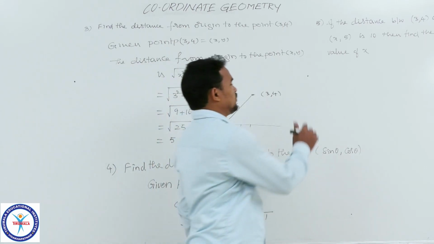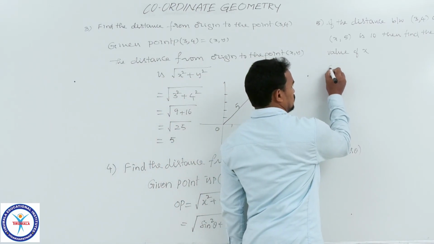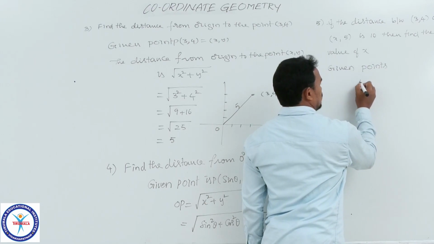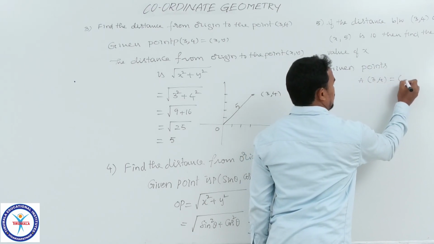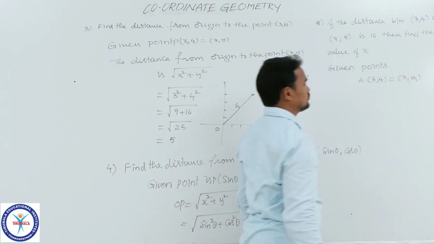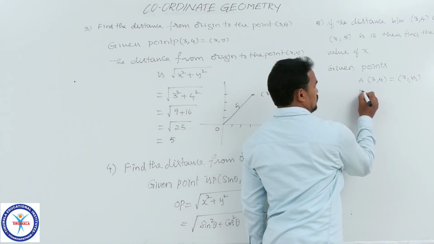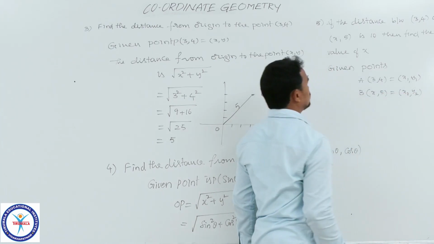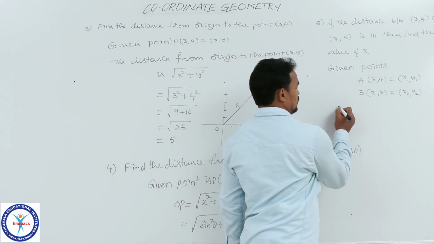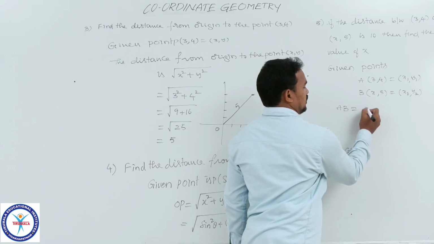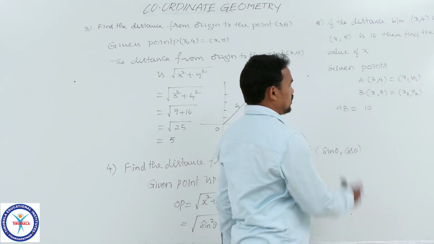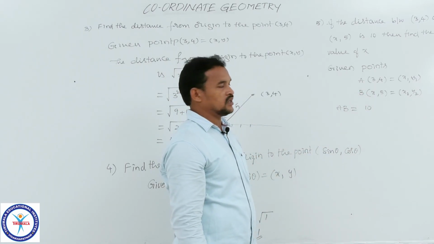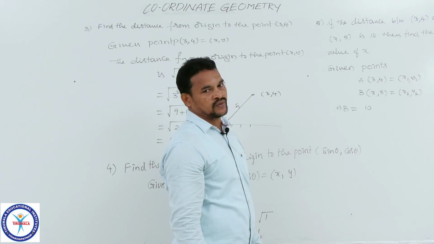Here see given points in this question, given points are A of 3 comma 4 is compared with x1 comma y1. Another point B of x comma y is compared with x2 comma y2. And the distance from A and B, AB, is 10 units given. How do we know the distance between 2 points? If A of x1 comma y1, B of x2 comma y2, the distance is root over x2 minus x1 whole square plus y2 minus y1 whole square.